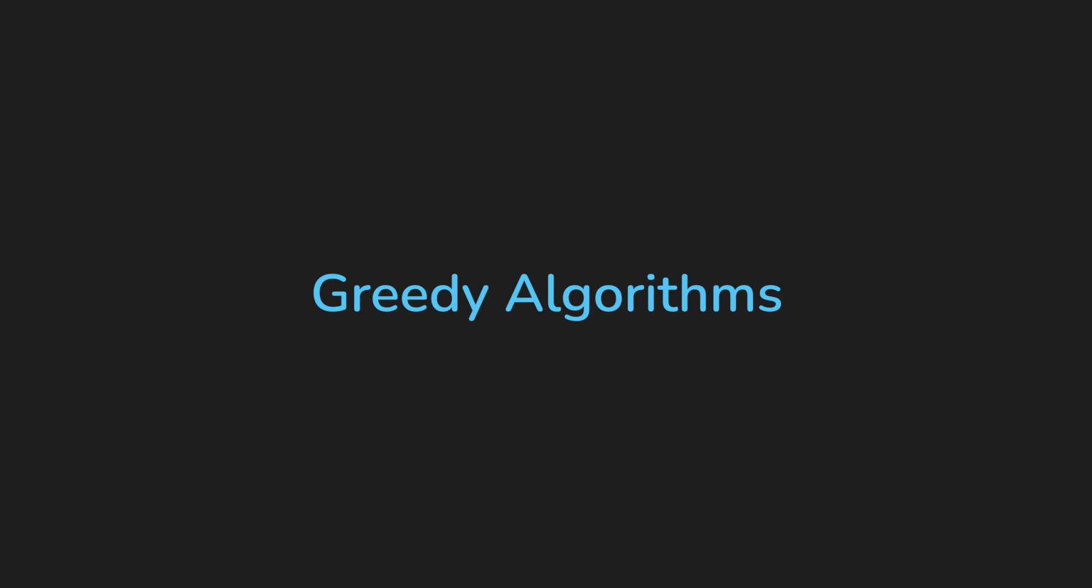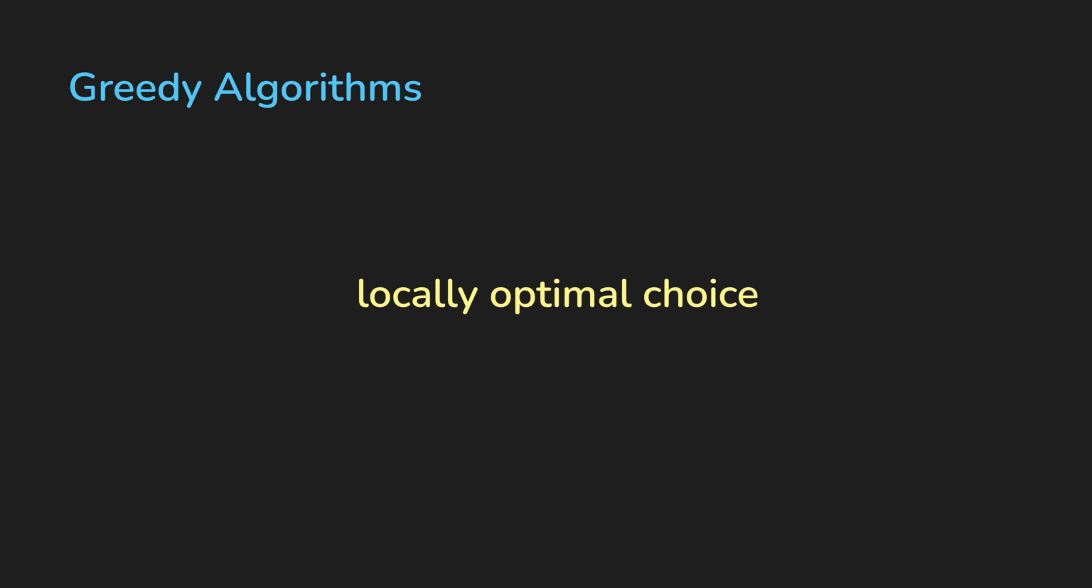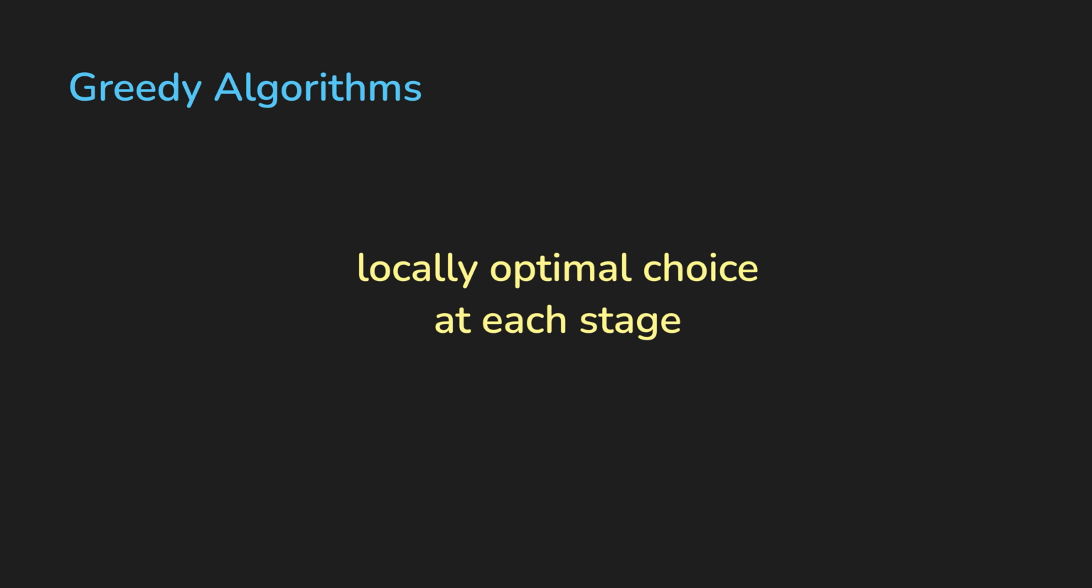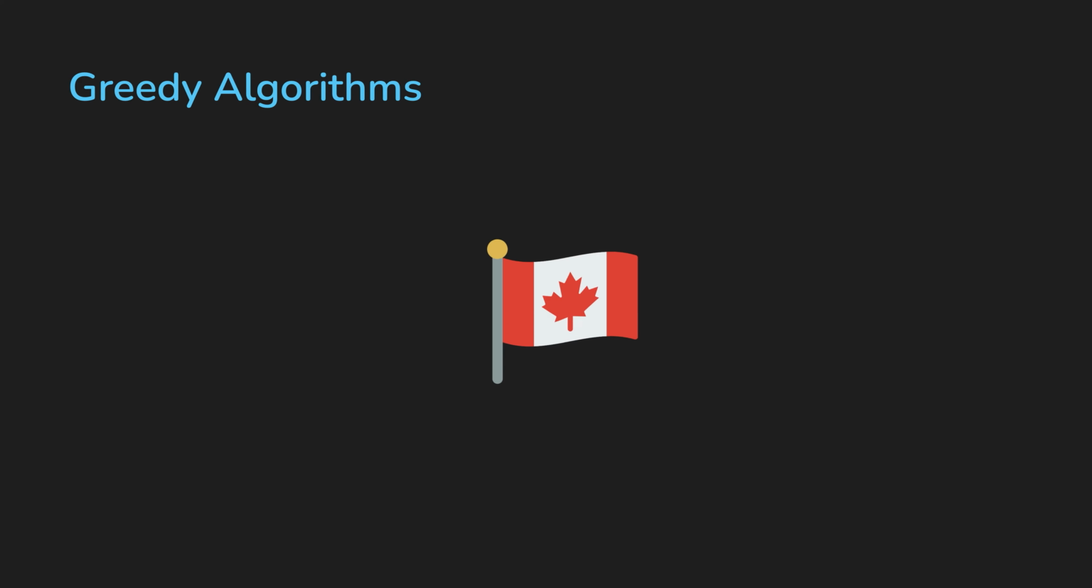Today, we'll be talking about the greedy algorithm. It's not a specific algorithm per se, but it's a problem-solving heuristic of making the locally optimal choice at each stage. It's easier to understand with an example, so let's forget about the greedy algorithm and look at the following problem. Let's say you live in Canada.